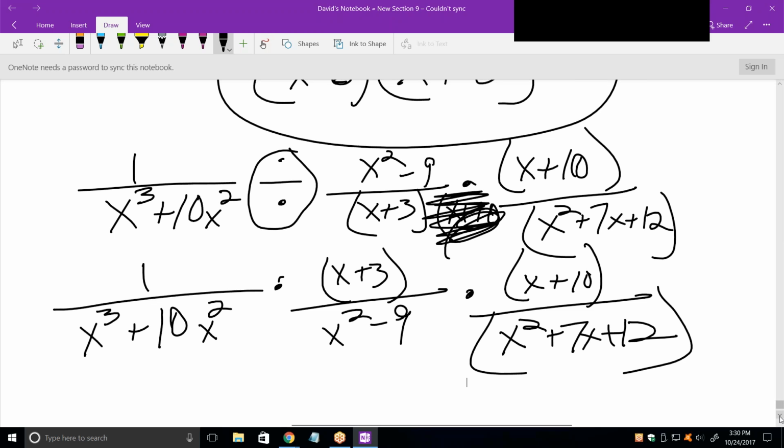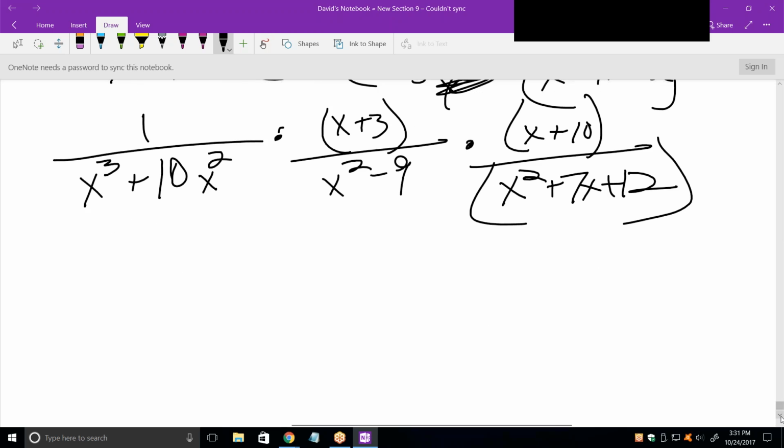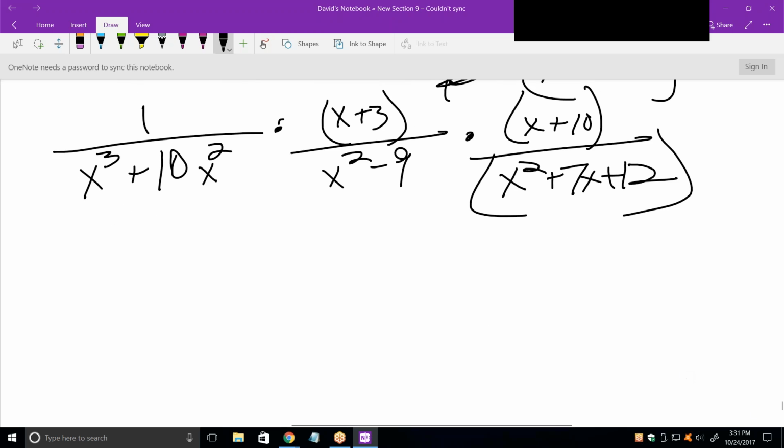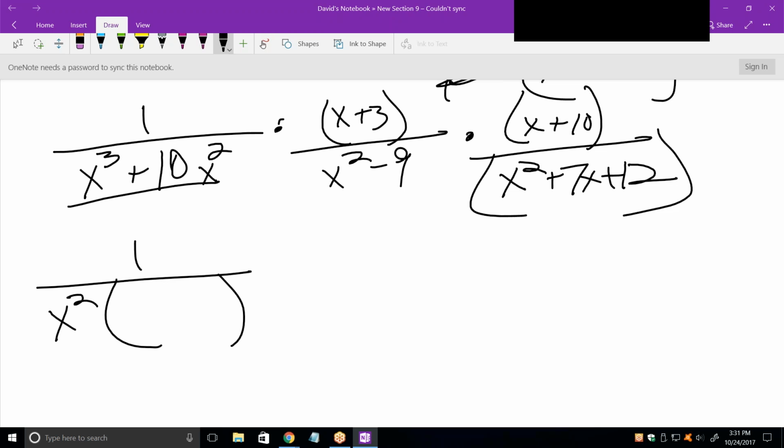What's the next step? You factor, right? Factor wherever you possibly can. Well, I can't factor 1. Can I factor the bottom? Think greatest common factor. Always start there. So it'd be x times... What's the greatest common factor that you can take out of that expression? x squared. What's it leave? 10 and x. x plus 10.